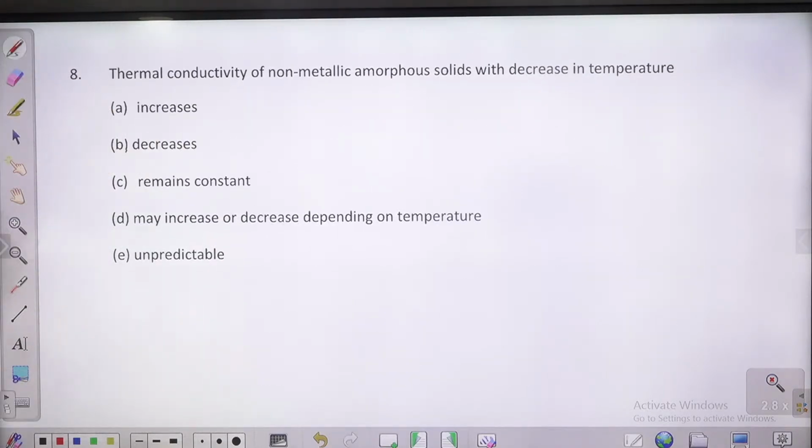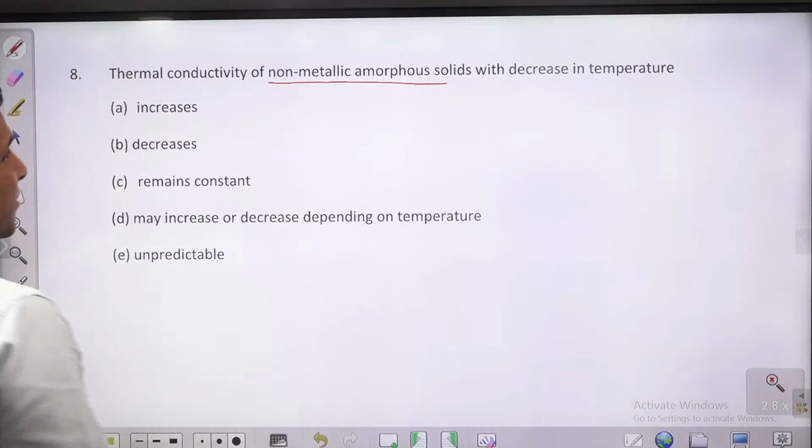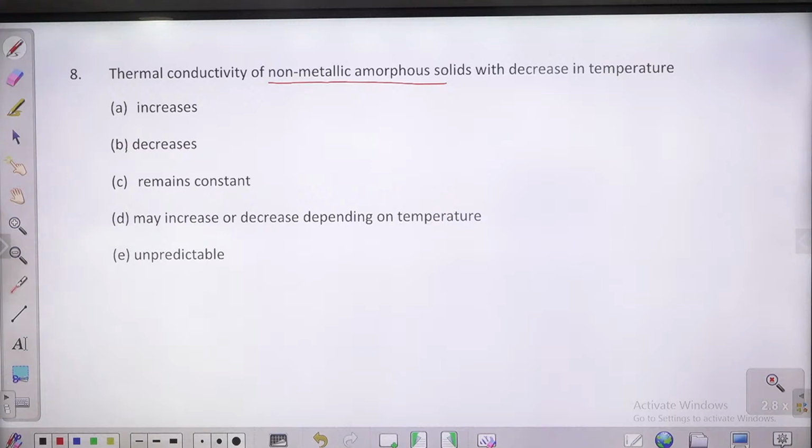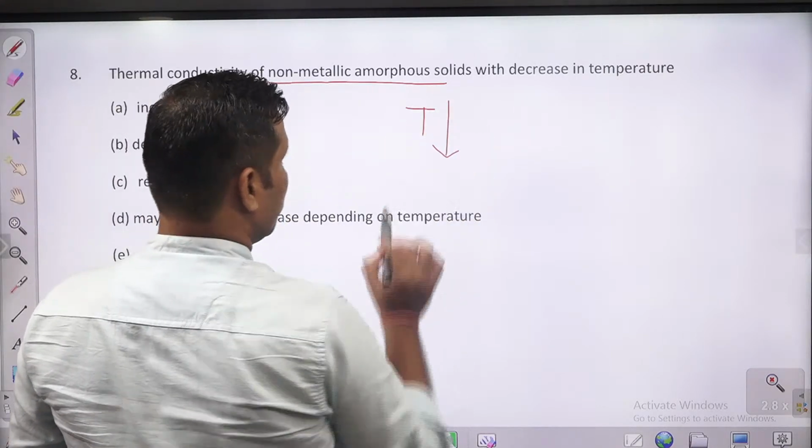Question number 8. The thermal conductivity of non-metallic amorphous solid, like glass, with decrease in temperature. टेम्परेचर को डिक्रीज करोगे तो क्या होगा बच्चों?